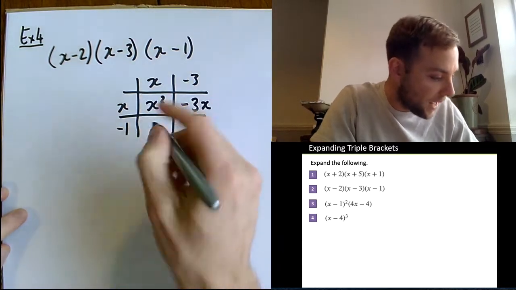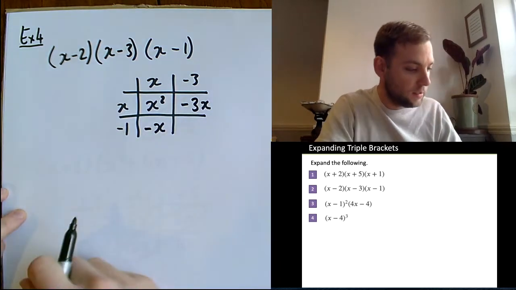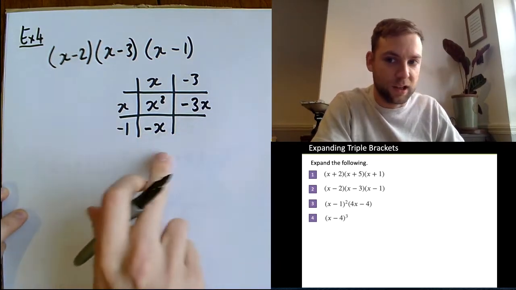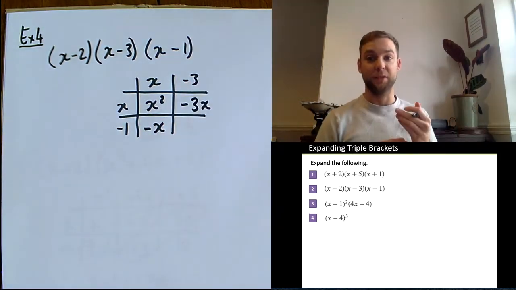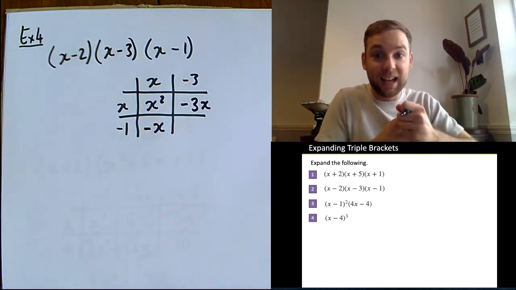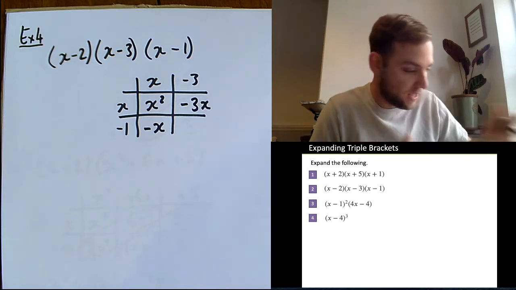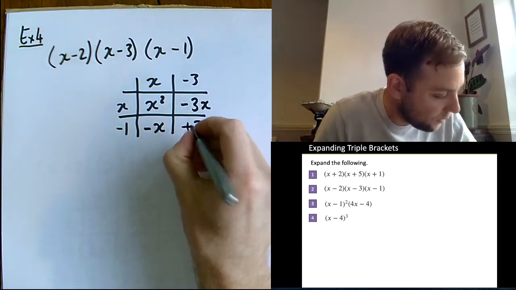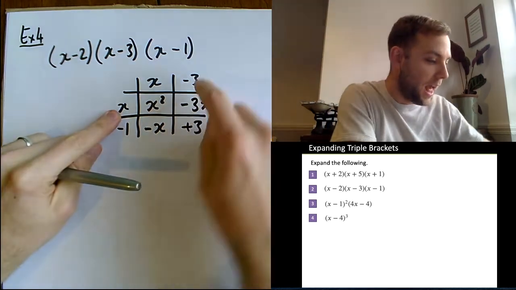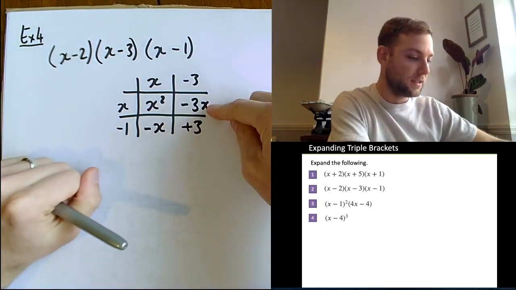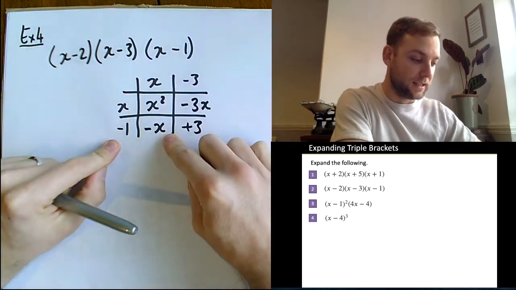Minus 1 times by x is minus x. Be careful with that one, it's a tricky one, yeah? And minus 1 times by minus 3, now we'd be careful, we said we've got to deal with these negatives. Negative 1 times by negative 3 is positive 3, which is there. So we've got here x times by minus 3, which is minus 3x. Minus 1 times x, which is minus x.